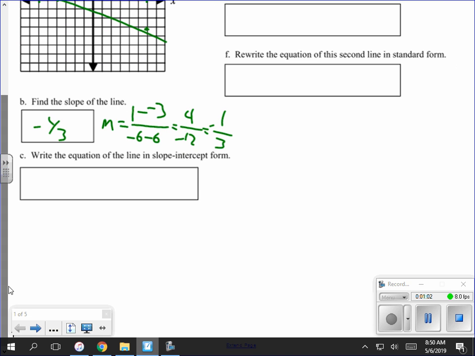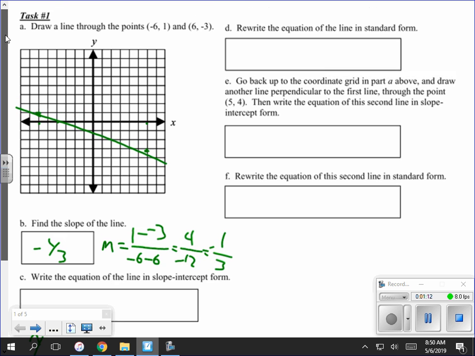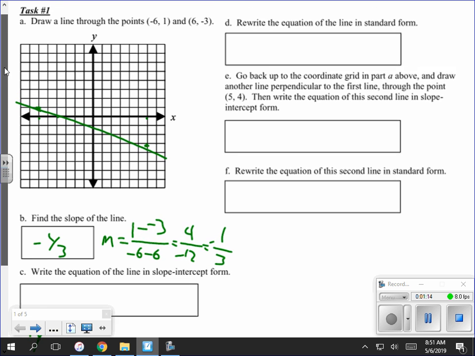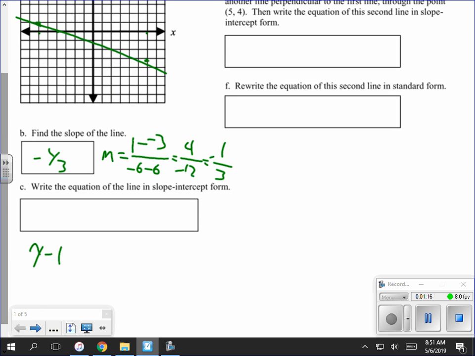Write the equation of the line in slope-intercept form. I don't start in slope-intercept form. I start in point-slope form. Y minus, pick a y coordinate, doesn't matter which one. I'm going to go with 1. Y minus 1 is equal to -1/3 times x minus -6. And then simplify that to put it in mx plus b form, that's what we're trying to get.